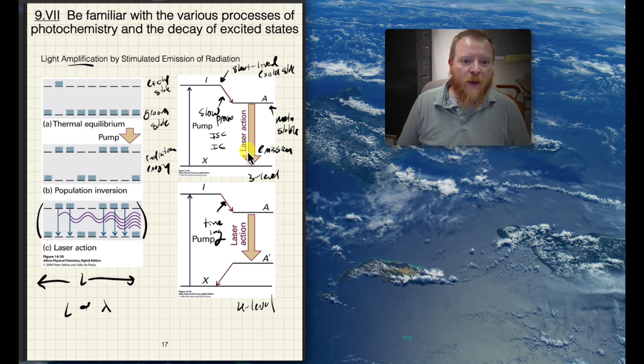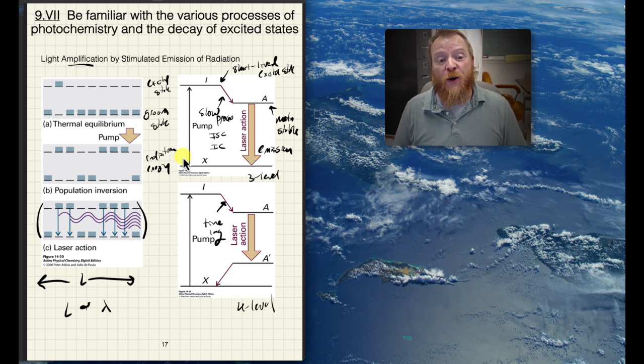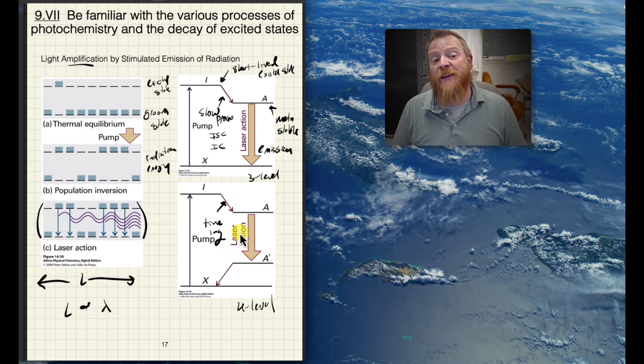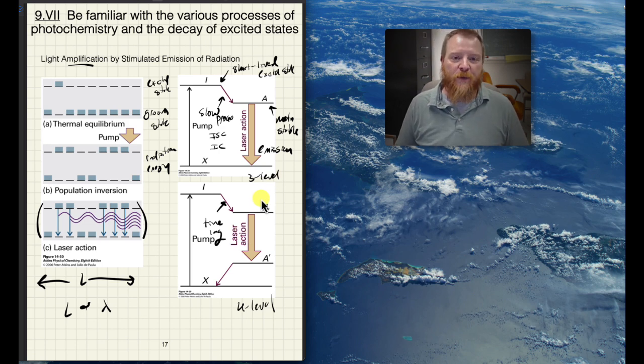Also, lasers are used quite frequently in photochemistry because, based on this cavity and the fact that this is occurring in this quantum way, we get one specific wavelength of light being emitted from a laser. That's particularly useful in photochemistry where we can select one single wavelength of light.